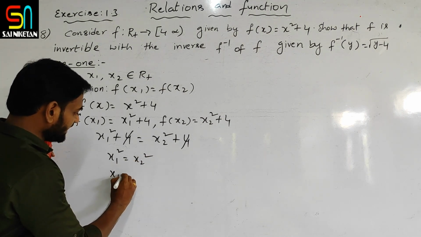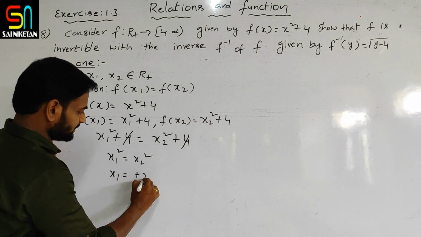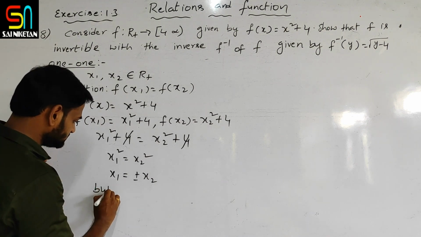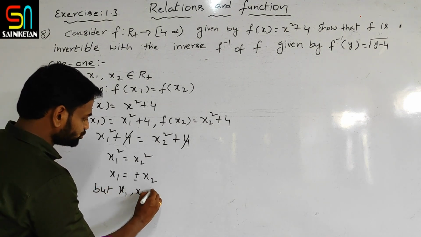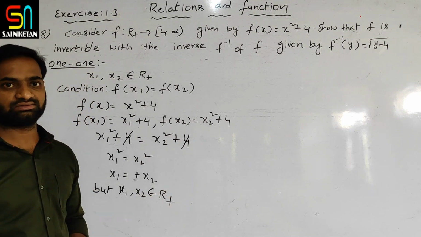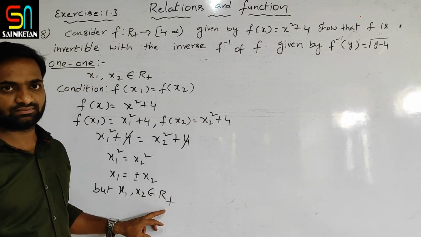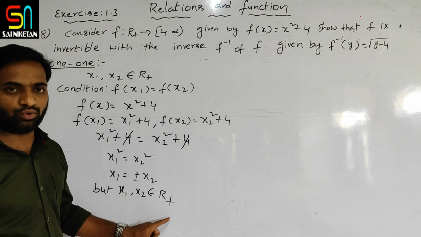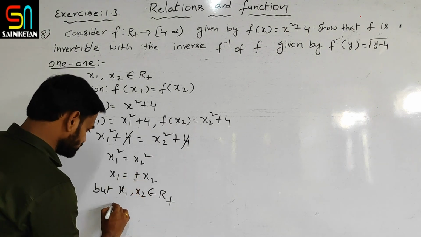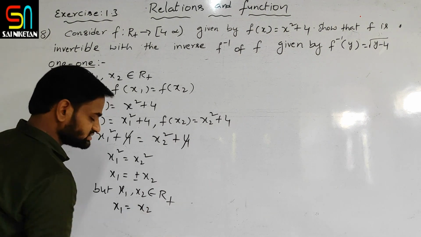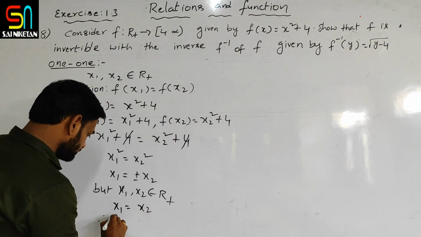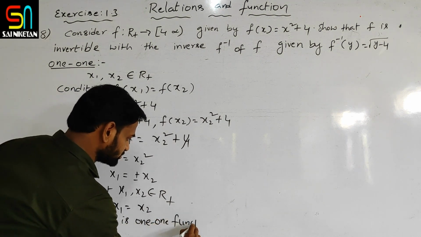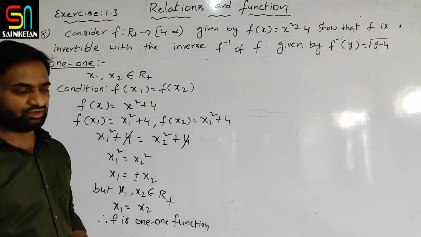Now what is x1 actually? We have to write plus or minus x2. But here x1, x2 belong to which set? R plus, positive real numbers. There are no negative values. That means don't take minus. You have to take only positive, that is plus only. That's why x1 is equal to plus x2. Therefore f is a 1-1 function.